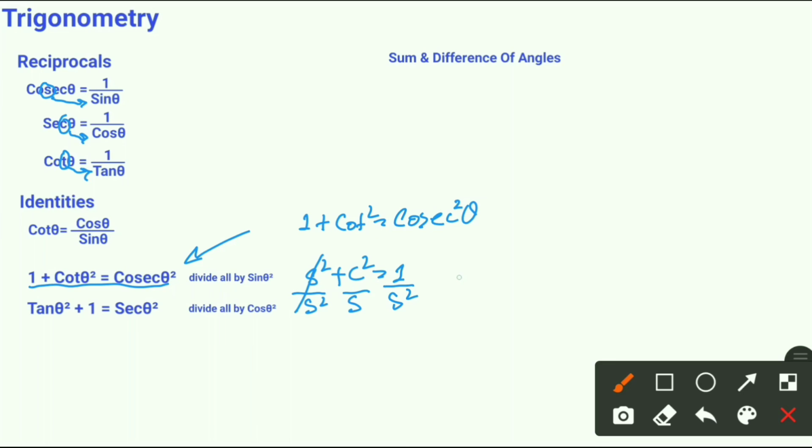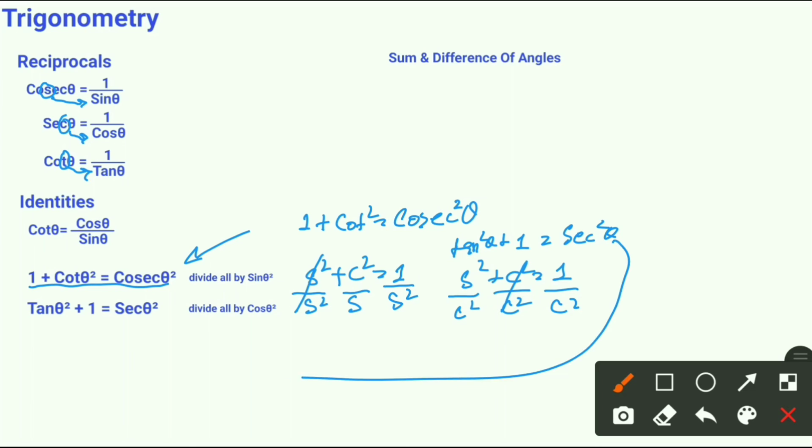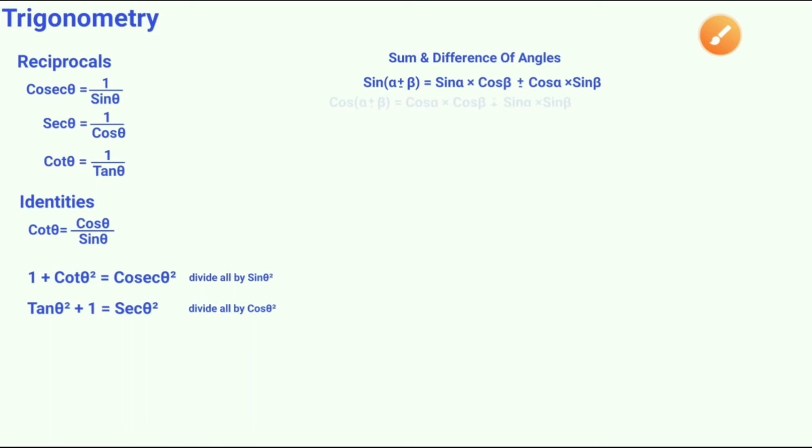Then the same thing: divide sine square plus cos square is equal to 1 by cos square. This one cancels out, 1, sine upon cos, so tan square plus 1 is equal to sec square. Okay, as it has been shown here.